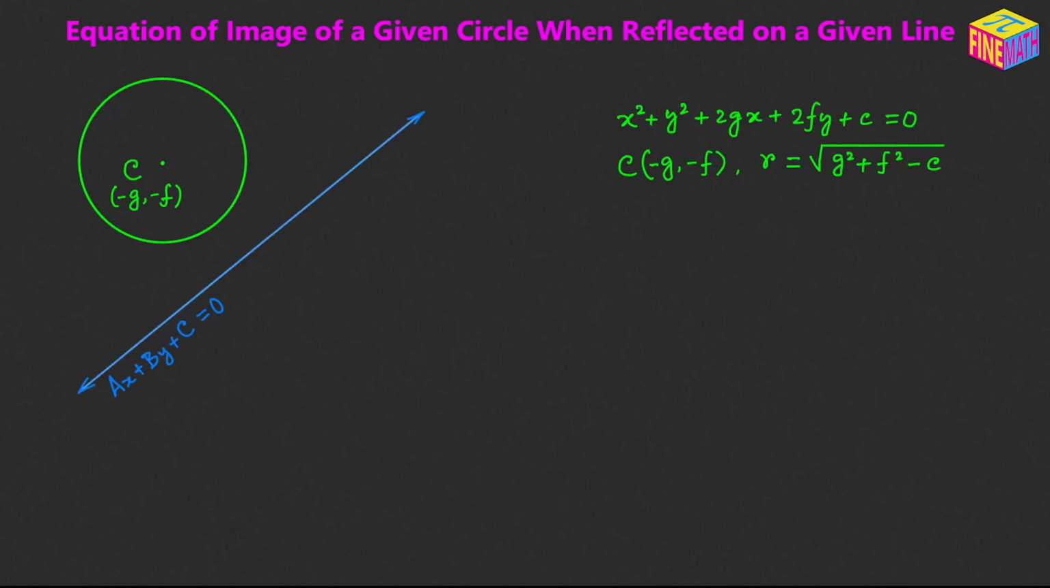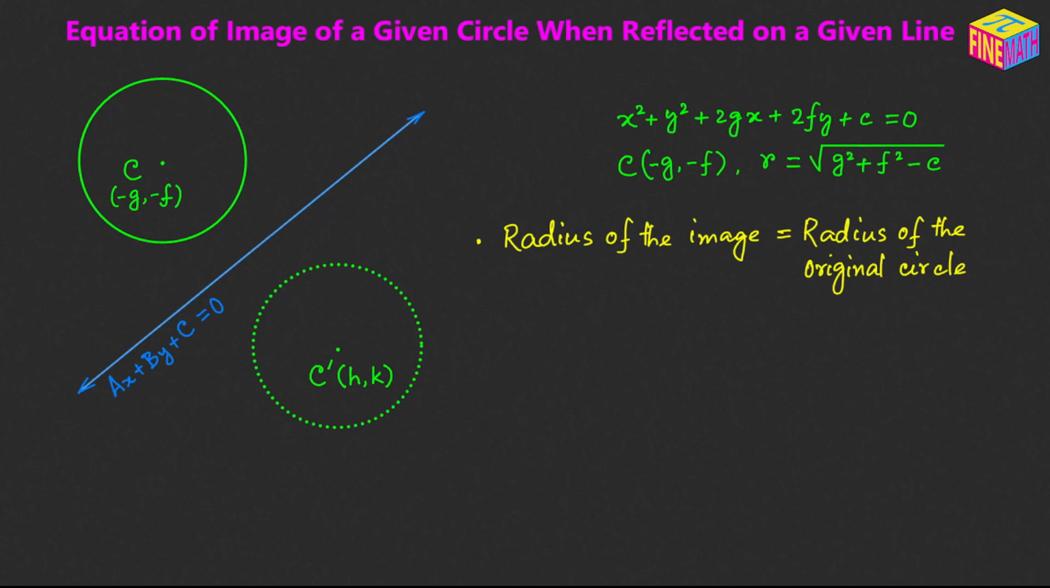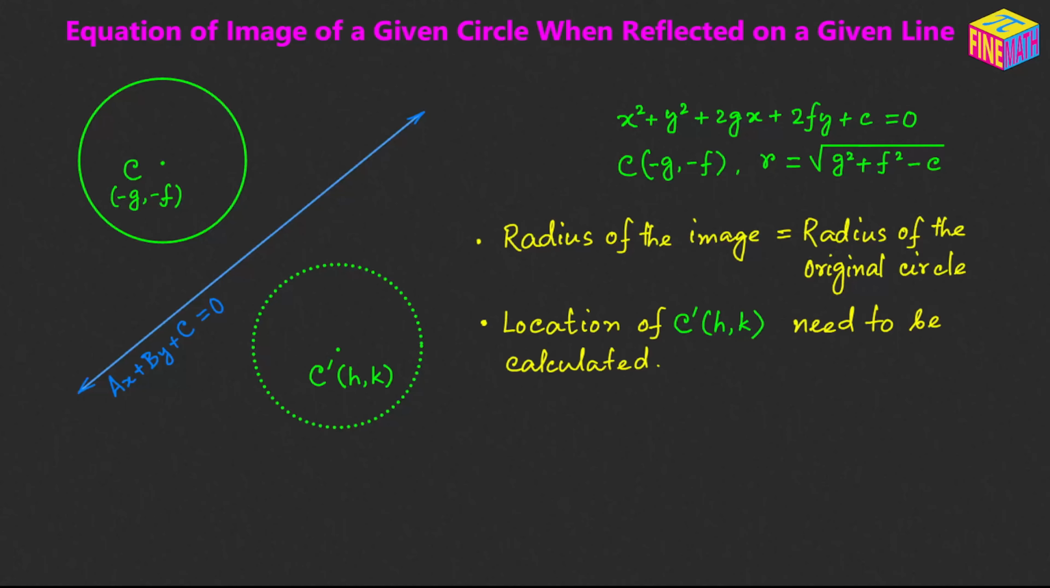Now if I have to draw the image of this circle when reflected on this given line, then the image could look something like this. And here I have noted that the center of the image is located at h comma k. So let's assume that the x coordinate of the center of the image is h and the y coordinate is k. And also I have noted that the radius of the image will be same as the radius of the original circle. And obviously we have to find out the values of h and k, and then we should be able to formulate the equation of the image.